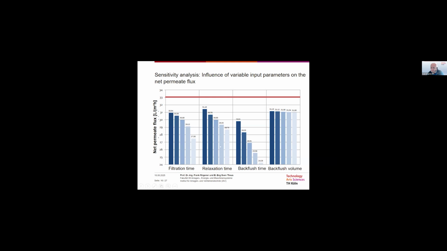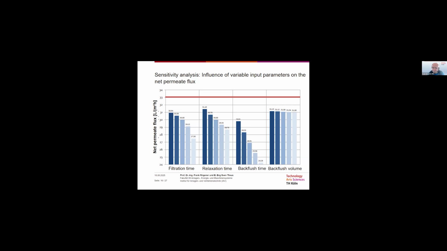What we could see when we changed some of the settings is that the filtration time has a large influence on the permeate flux. The relaxation time has this influence as well. Relaxation time is the time when no filtration takes place, when the membrane is left alone for a certain time, for several seconds, so that the membrane can relax and, in this time, biomass can also be removed by gravity from the membrane surfaces.